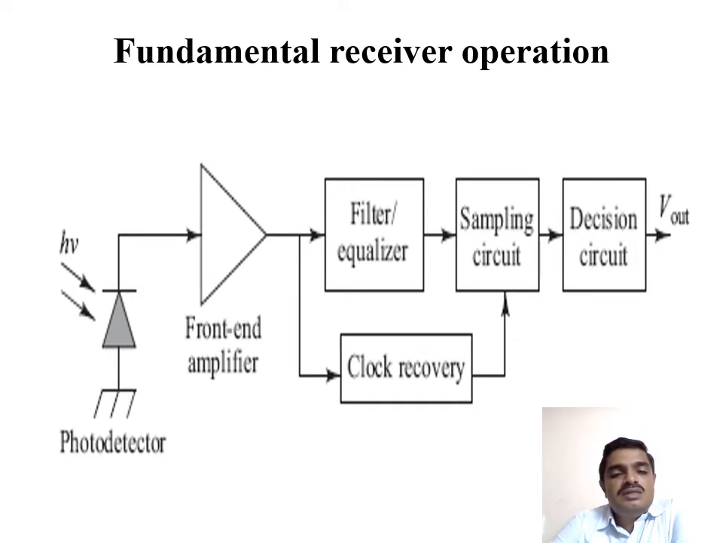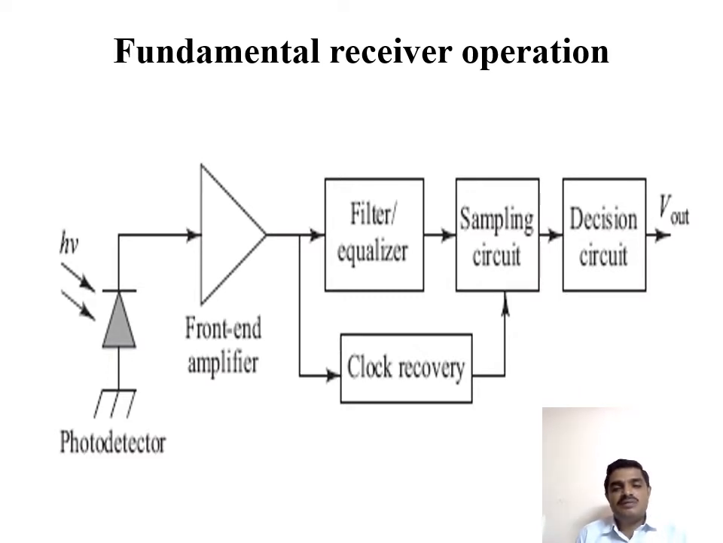Then that current value is given to the front-end amplifier, where it is amplified to a certain level, and the same signal is given to the filter or equalizer unit. The purpose of the filter is to reject the unwanted bandwidth, select the desirable signal level and suppress the unwanted things. The purpose of the equalizer is to reduce inter-symbol interference.